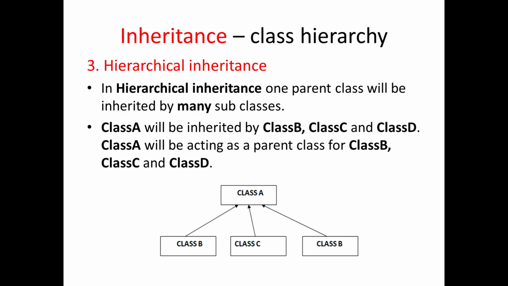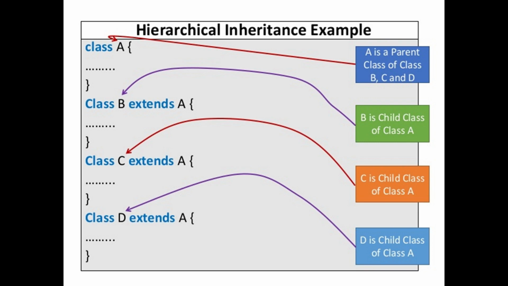And next is hierarchical inheritance. Hierarchical inheritance means it consists of only one parent. That is, one parent class will be inherited by many subclasses. So in this diagram, class A is a parent class and classes B, C, D are the child classes. It's a simple example for hierarchical inheritance. Class A is a parent, and class B, class C, class D, these three classes are the children of class A. So B can access the property of A, C can also access the property of A, and D can also access the property of A.